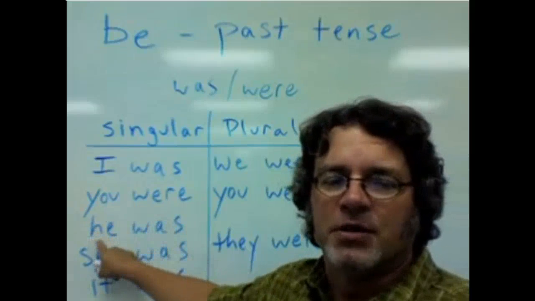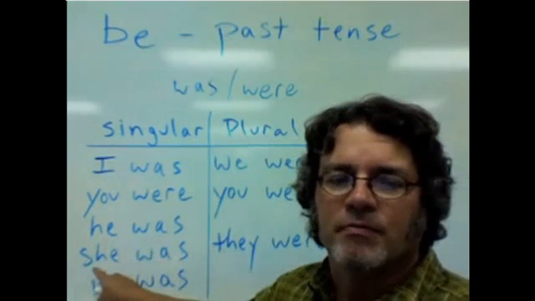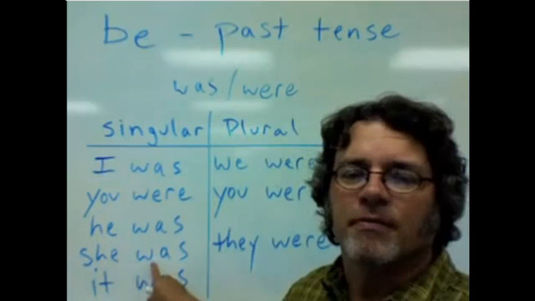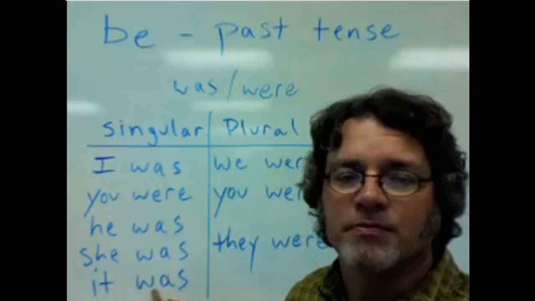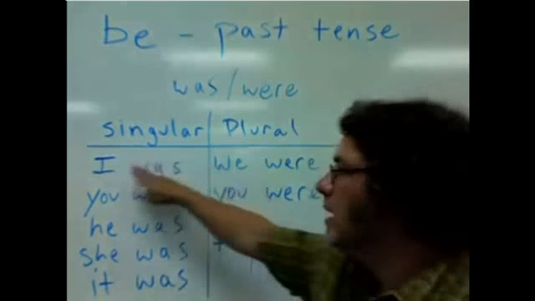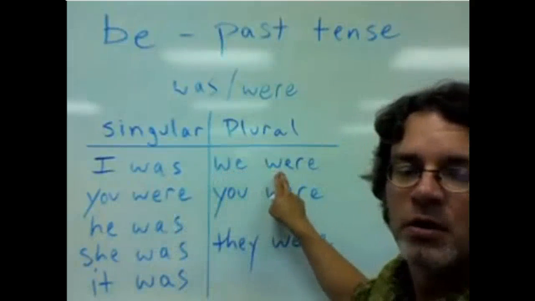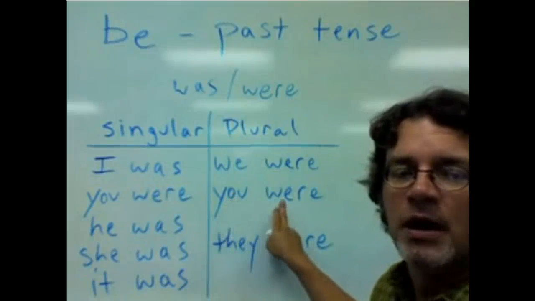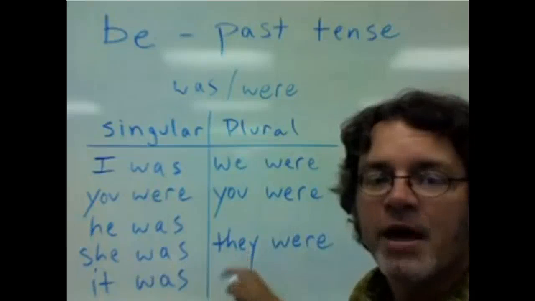If the subject is he, for a man, he was. For a woman, she was. And for a thing, use it was. These are singular. In the plural form, we, I and you make we were. The plural form for you is you were. And the plural for he, she, and it is they were.